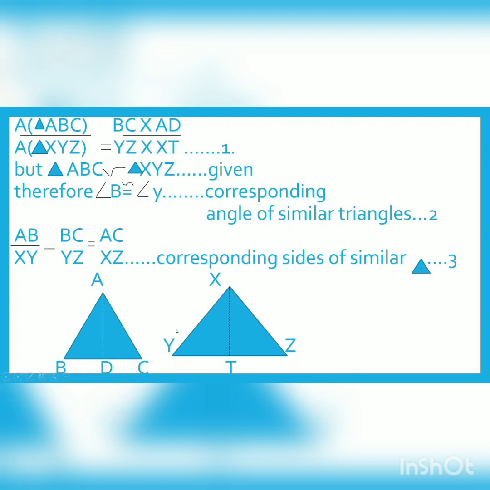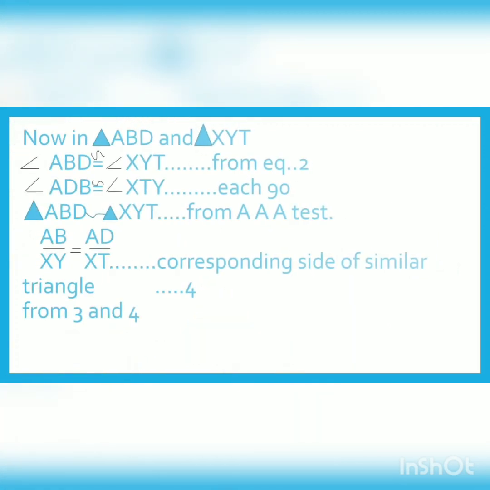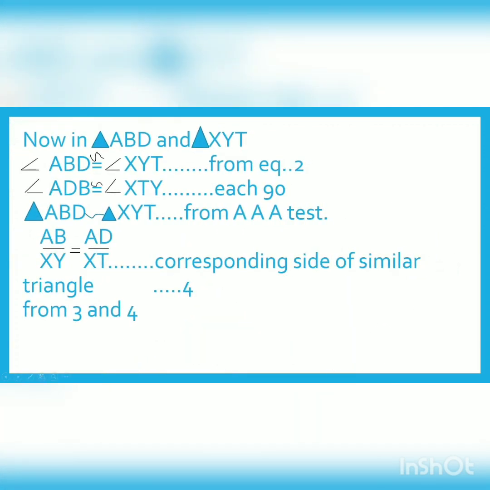If both triangles are similar, then the ratio of their corresponding sides is also equal. So I write AB upon XY is equal to BC upon YZ is equal to AC upon XZ. Again write the reason: corresponding sides of similar triangles. This is our equation number 3. Now again observe the figure.